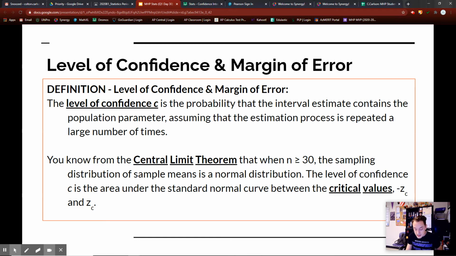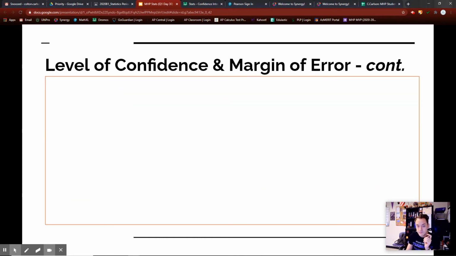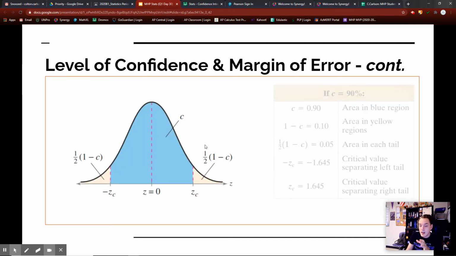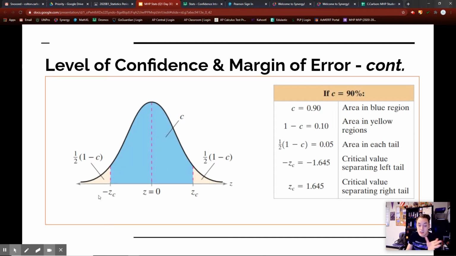So let's continue on. What if I'm given this graph? This is what you'll see over and over again with the standardized normal distribution with z-scores that you don't know down here. You just don't know them. In order to find this little area, though, I can take 1/2 times 1 minus c.